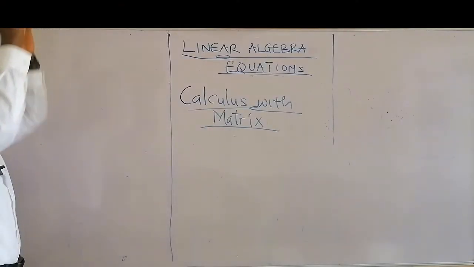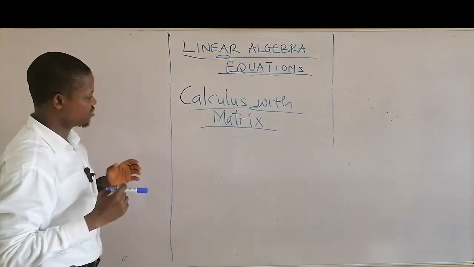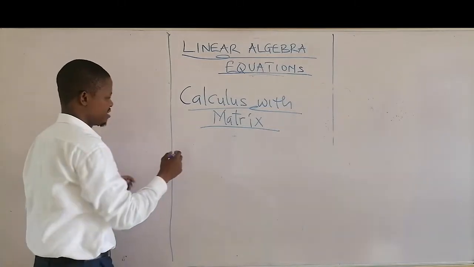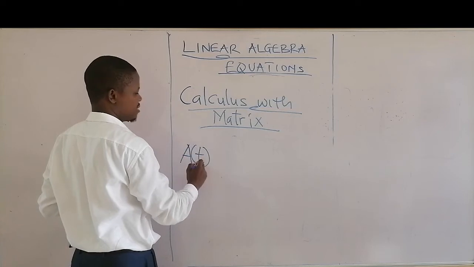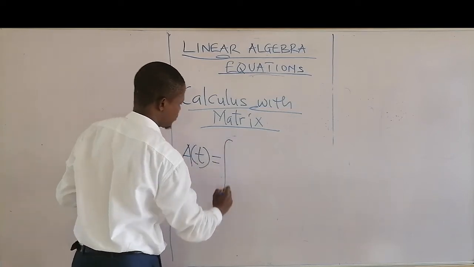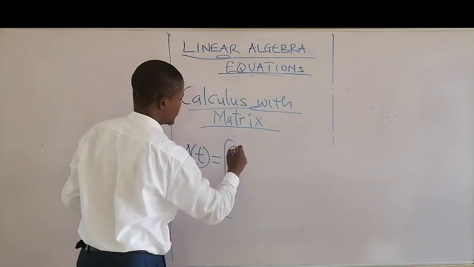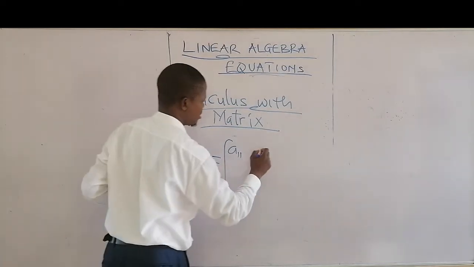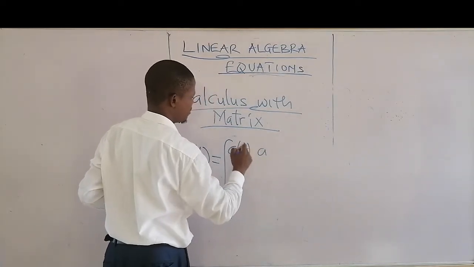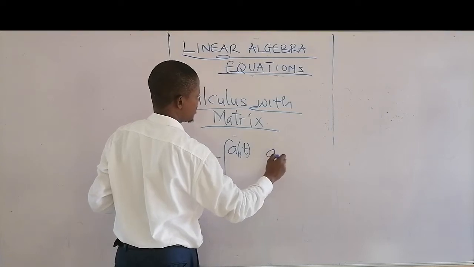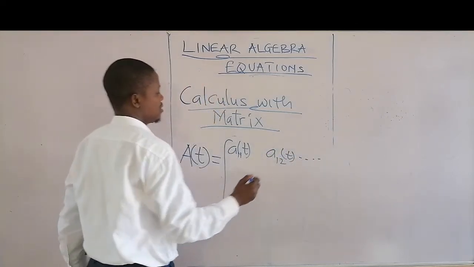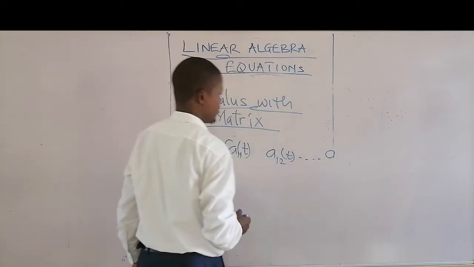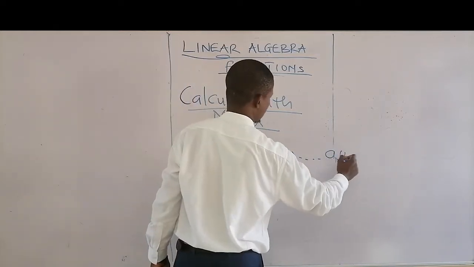We're looking at calculus with matrices. Let's look at the matrix A as a function of t. Then we have A11 as a function of t, A12 as a function of t, and it goes on like that to the last element on the first row, A1n as a function of t.